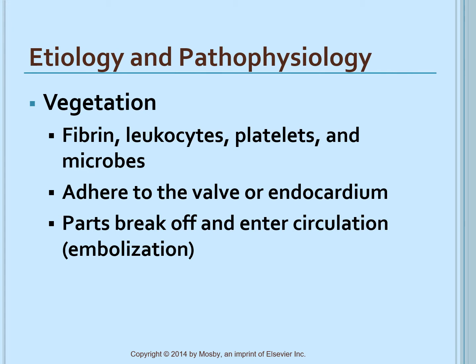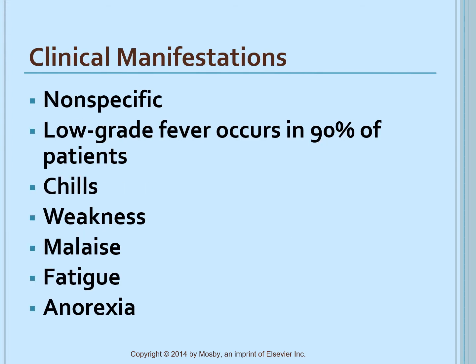So let's look more specifically at some of the clinical manifestations that are common with IE. The clinical manifestations of IE are very nonspecific and generalized. It can, again, involve many of the organ systems, which we'll get into in just a second. Mainly a low-grade fever occurs in 90% of the patients. So more about those non-specific type symptoms or clinical manifestations are the chills, weakness, malaise, fatigue, anorexia that can be seen with many other different types of disease processes.